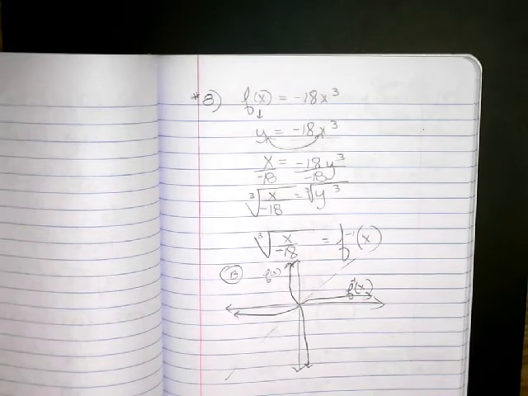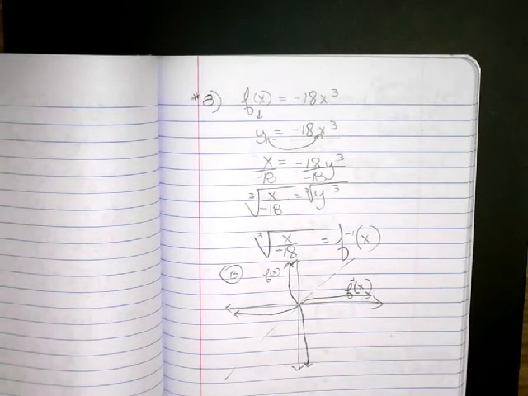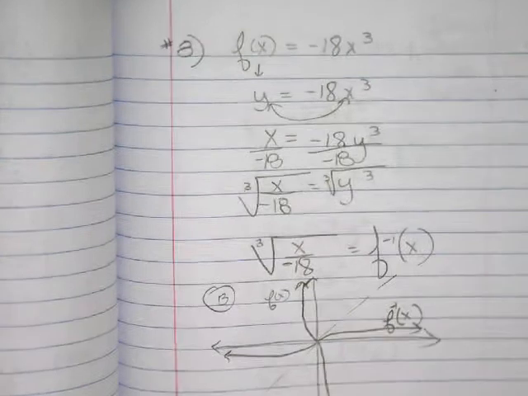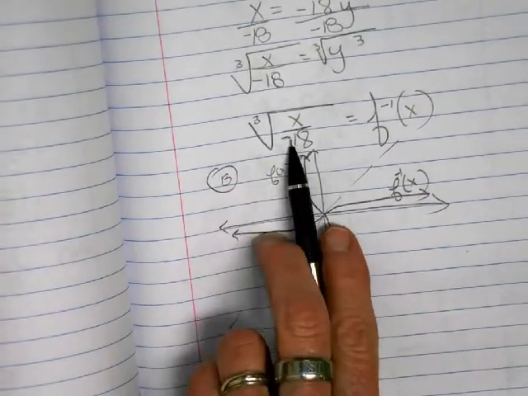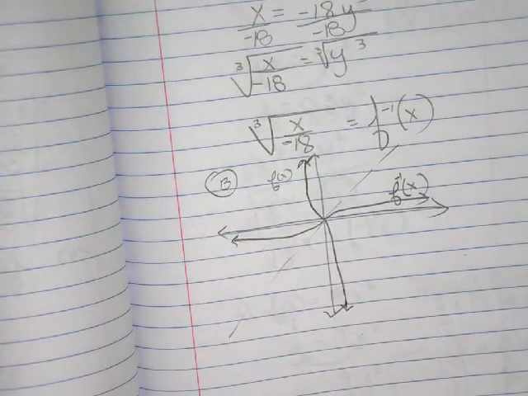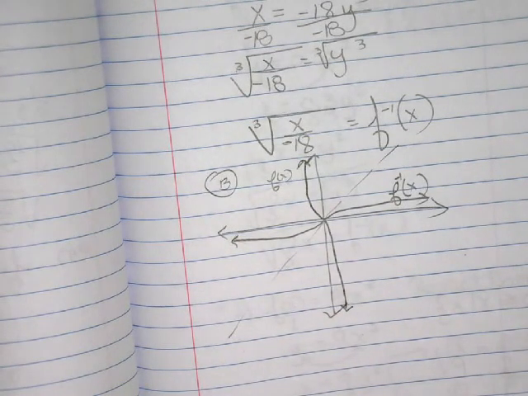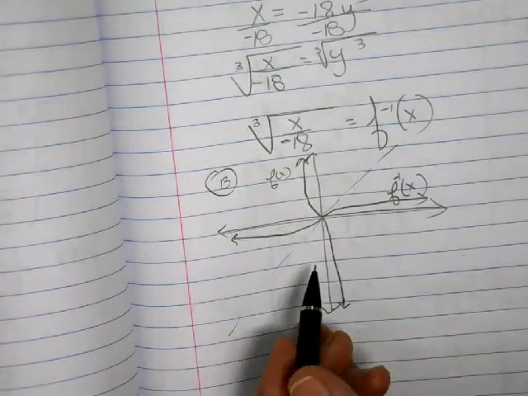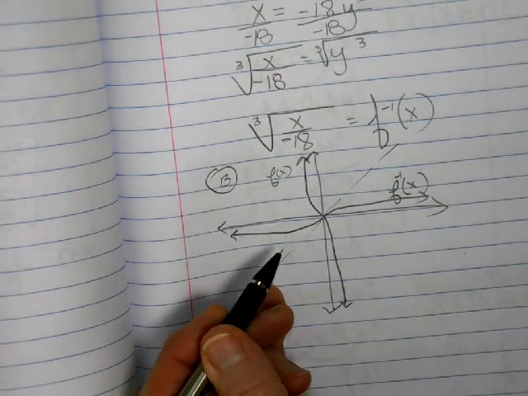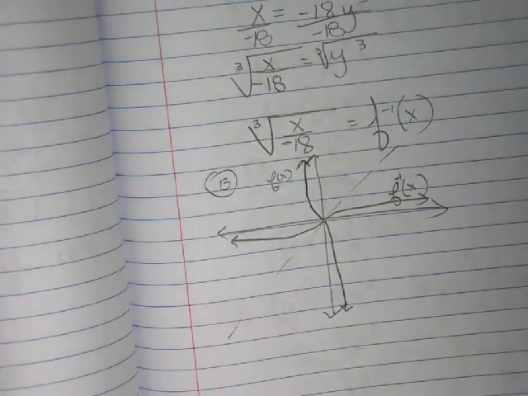Then the graph follows. You can see an original downward moving cubic function would be symmetrical across the line x equals y. Or the graph. Simple as that.